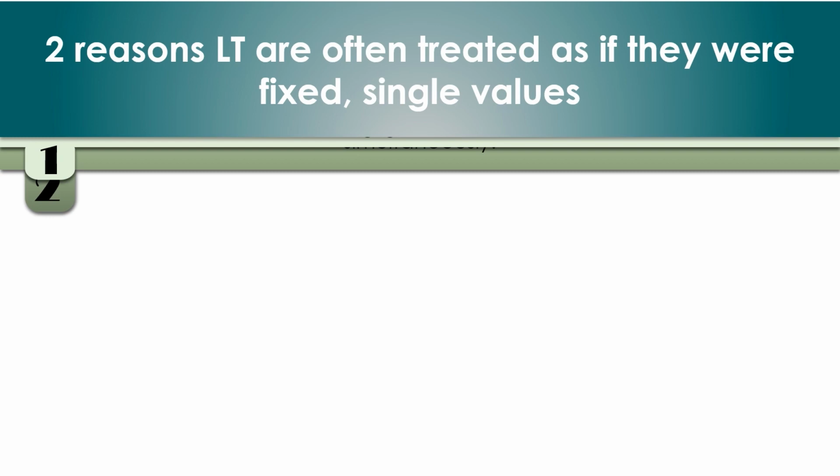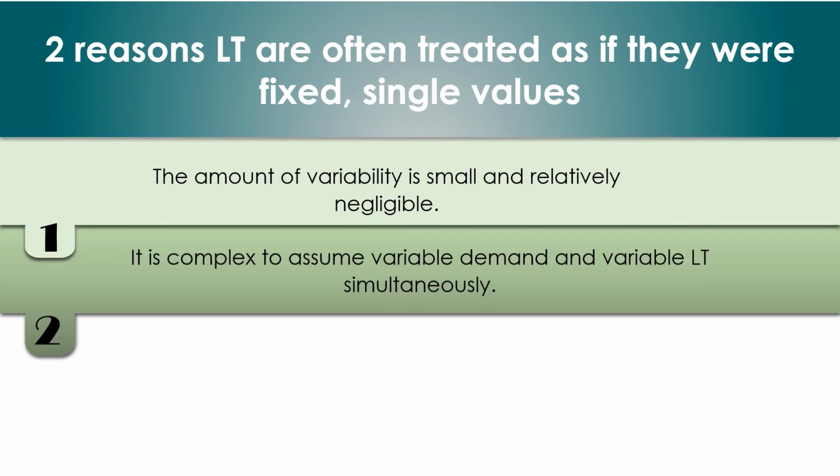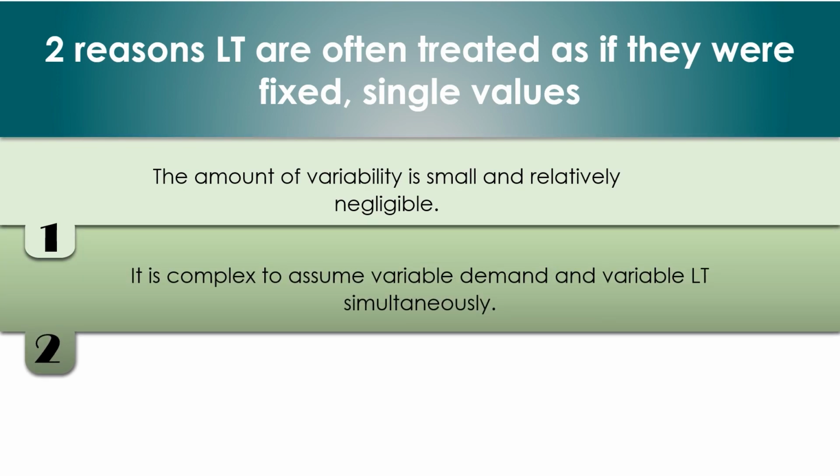So we have here two reasons lead times are often treated as if they were fixed or single values. Although lead times are usually variable, they are often treated as if they were fixed or single values. Number one, the amount of variability is small and relatively negligible. Number two, it is complex to assume variable demand and variable lead time simultaneously.